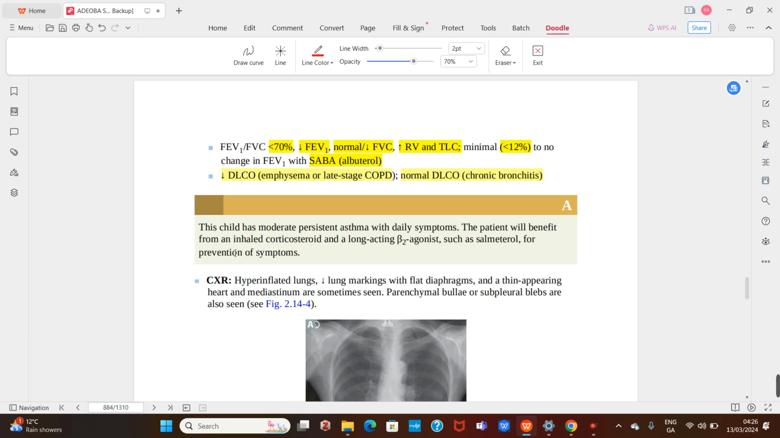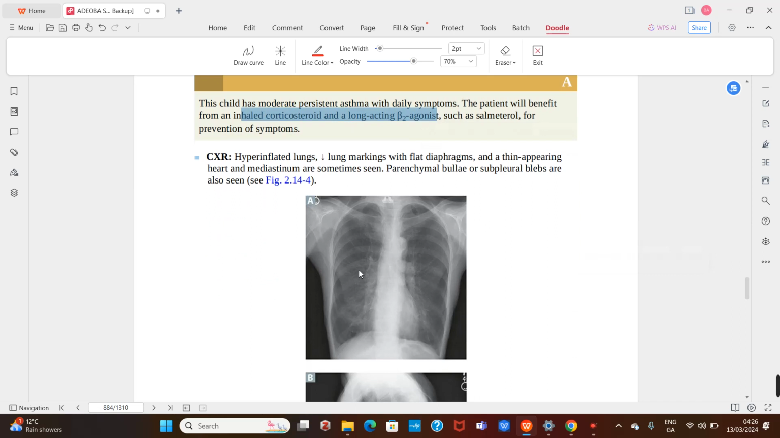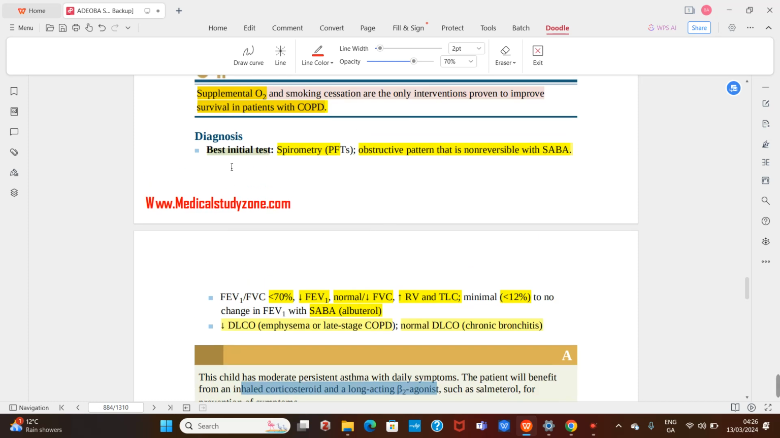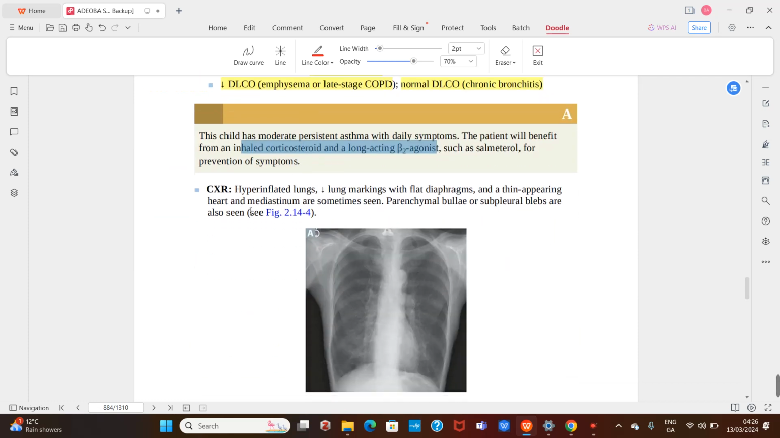So this is the question we answered. Dr. Joy answered: the patient will also benefit from inhaled corticosteroid with a long-acting beta-2 agonist. So what are the X-ray features of individuals with COPD? Don't forget the initial test is spirometry. Next, you can do your X-ray.